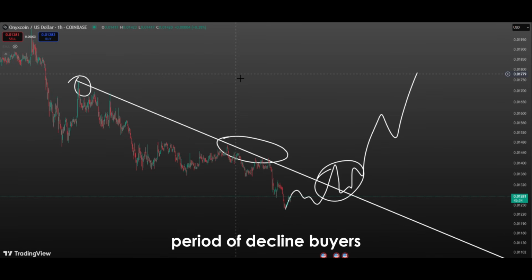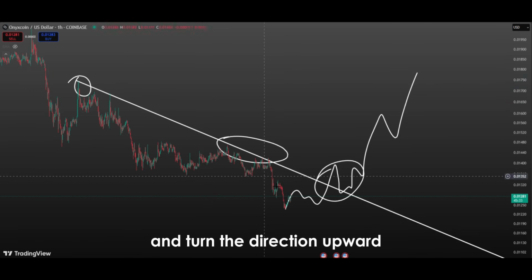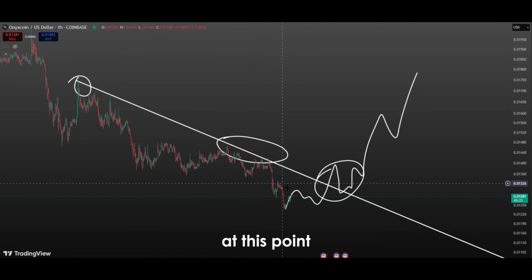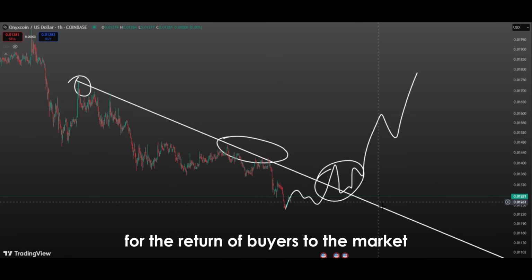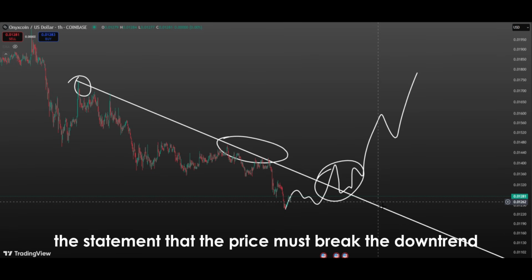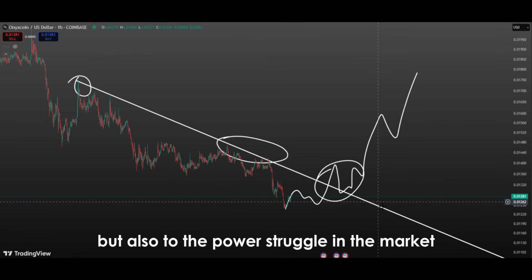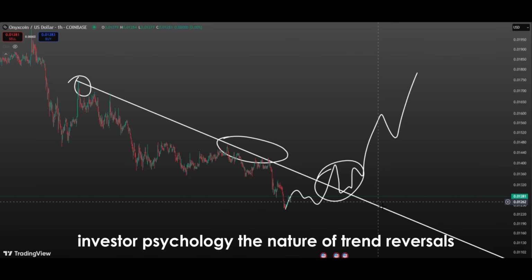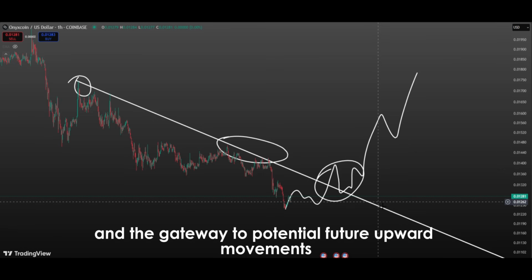After a certain period of decline, buyers may re-enter the market at attractive price levels and turn the direction upward. At this point, the downtrend line is like a symbolic gate for the return of buyers to the market. When the gate is broken, a new period of uptrend begins inside. From all these perspectives, the statement that the price must break the downtrend in technical analysis points not only to a condition, but also to the power struggle in the market, investor psychology, the nature of trend reversals, and the gateway to potential future upward movements.